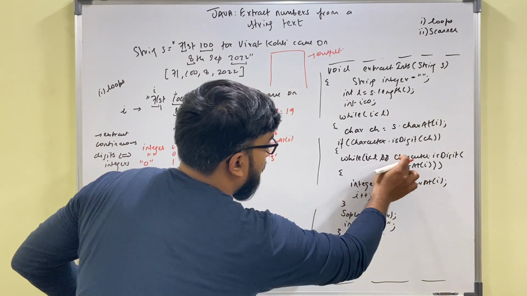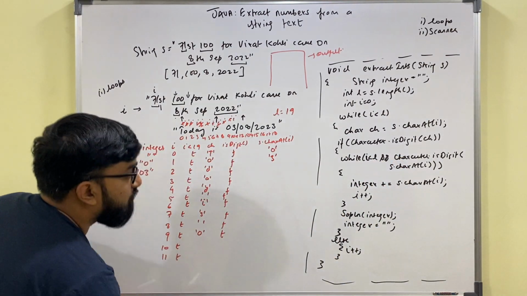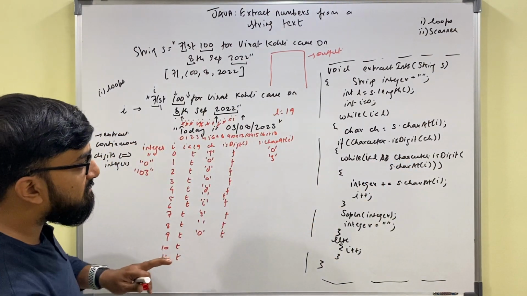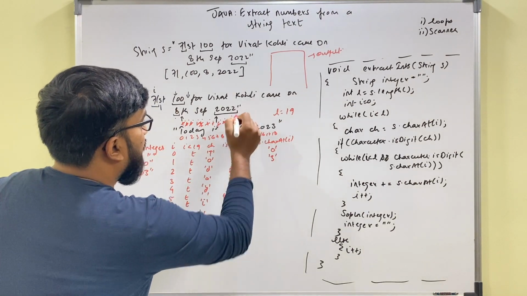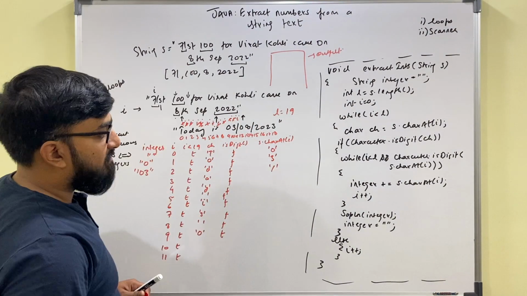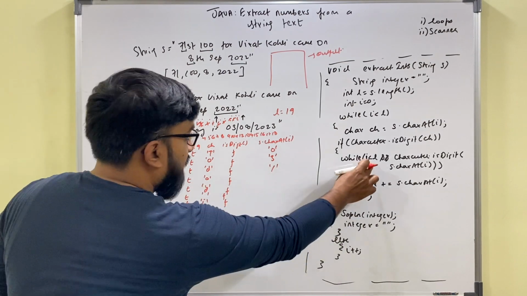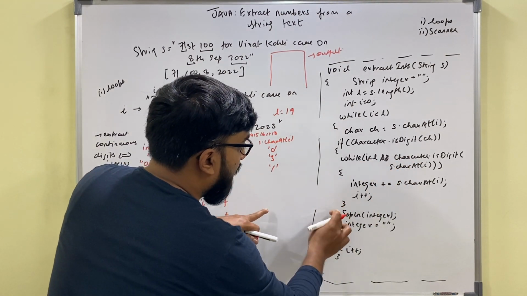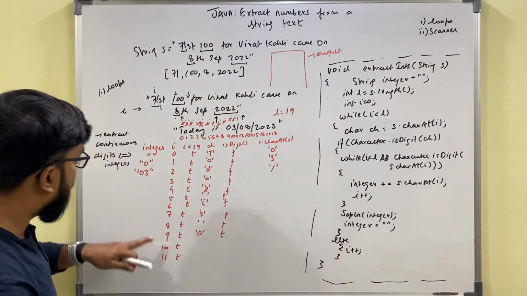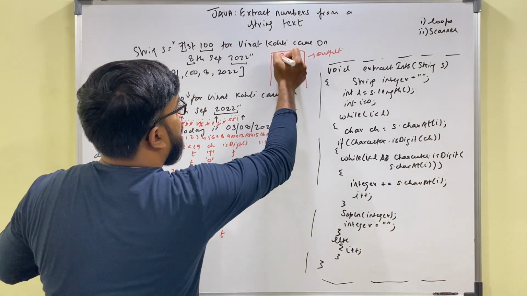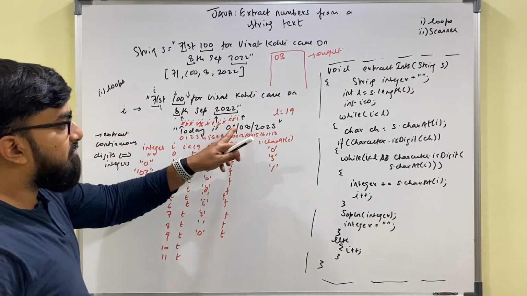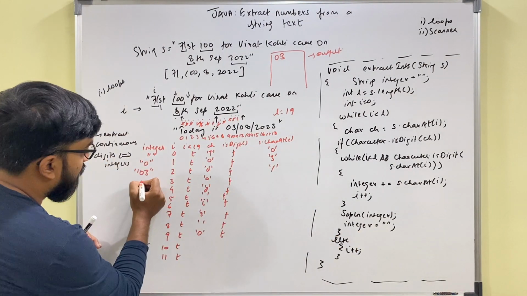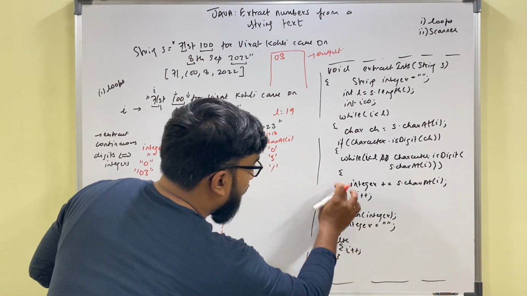You go to check for these conditions again. I less than L is true and character dot isDigit of s dot charAt I is now here, s dot charAt I is a slash. Okay, this condition is true, this condition is false because this is not a digit. Okay, the while loop breaks, you print integer, so you print 03. Okay, this integer is printed and then you set integer to blank. Integer is set to blank, the if block completes.